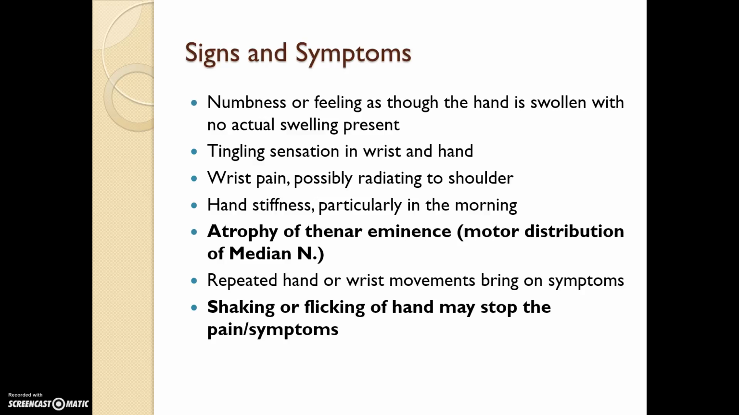If carpal tunnel syndrome has been affecting the patient for some time, atrophy of the thenar eminence may be noted, consisting of the abductor pollicis brevis, flexor pollicis brevis, opponens pollicis, and the first and second lumbricals. The symptoms may be brought on by repeated hand or wrist movements. Lastly, it should be known that shaking or flicking of the hand will likely stop the pain or symptoms if they are due to carpal tunnel syndrome.